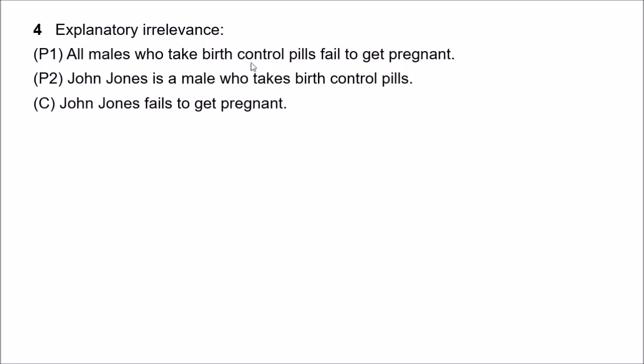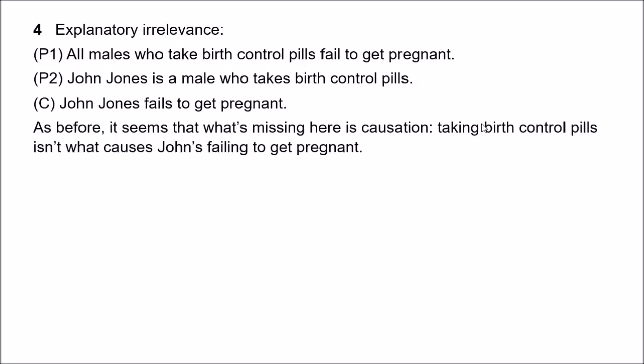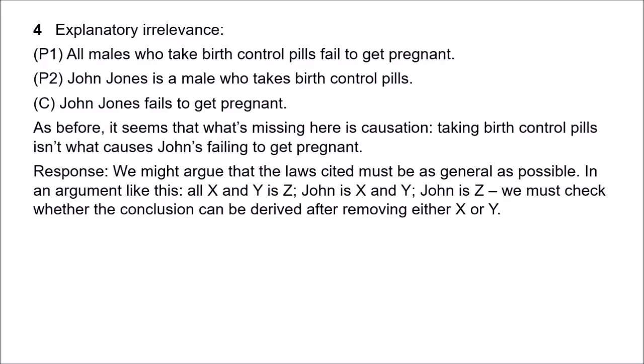Well, maybe we could argue that premise 1 isn't a law, but it's certainly an exceptionless regularity, and it would also support counterfactuals. Perhaps a better response is to say that any law cited in an explanation must be as general as possible. If you think about the law cited here, that all males who take birth control pills fail to get pregnant, clearly all we've done is take a more general law and artificially build into it the claim about birth control. The law should be all males fail to get pregnant.